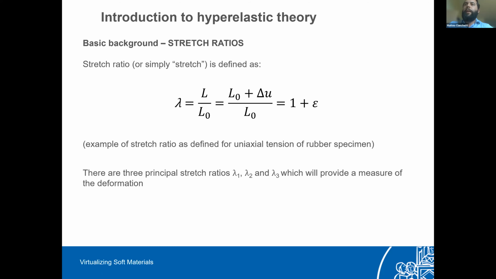Then for referring to the deformations, we also have stretches. Stretch ratios, or simply stretch, are defined as the ratio between the current length of the material and the original length of the material. And there exist, of course, three principal stretch ratios that are related to the specific direction of your deformation.